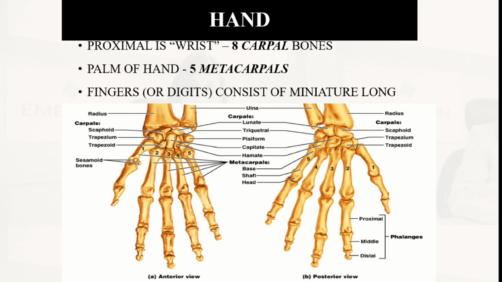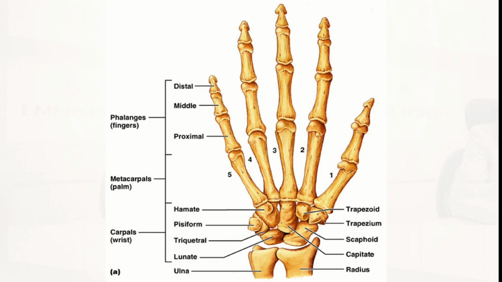So we have the 5 metacarpals. Then the fingers, or digits, consist of miniature long bones called phalanges. Okay, those are what we are calling digits or fingers. So these are phalanges, which are long miniature bones. Okay, so this is the hand and the carpal bones.